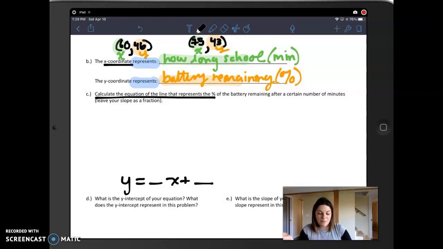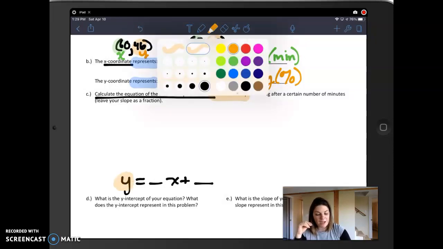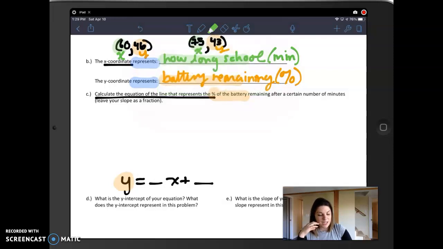All right. And basically what we're doing is we are finding an equation of a line, and I'll explain a little bit about what the rest of the question means. Don't worry too much about this part, but it says represents the percent of battery. That's our Y. The Y is the percent of battery remaining after a certain number of minutes. So X is our number of minutes. So essentially what they're saying is find an equation where Y equals something where you have the X on the other side of the equal sign.